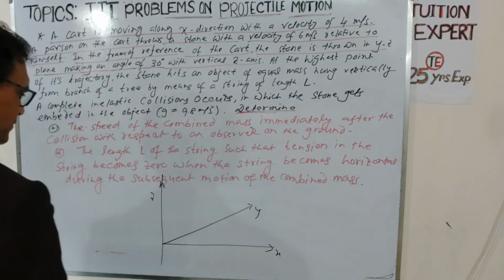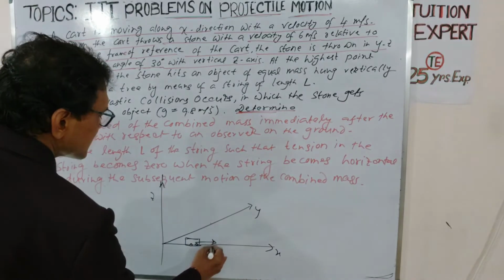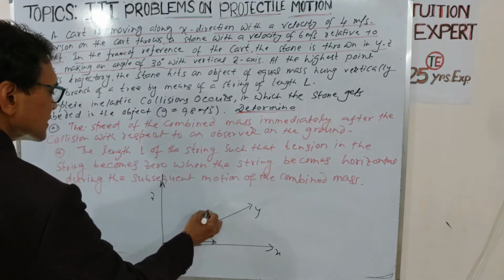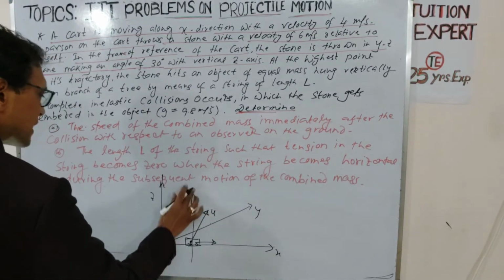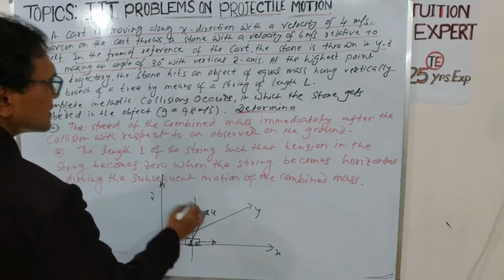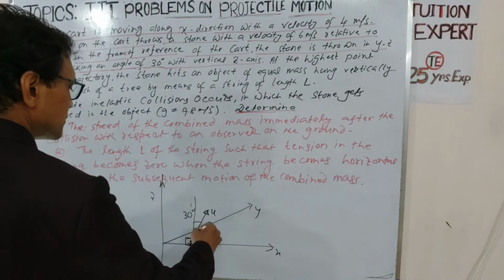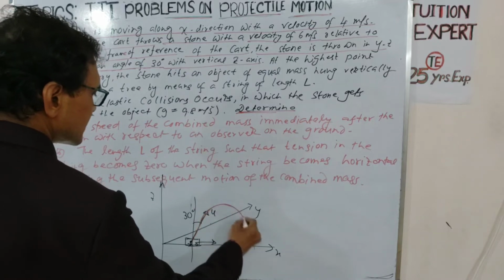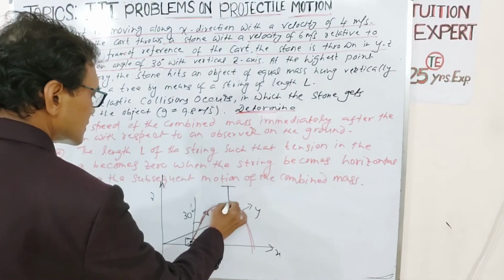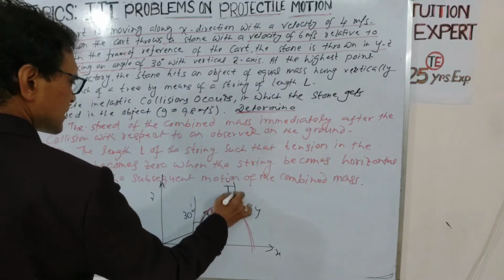So a car is moving along the x direction, and a person inside the car throws a stone along the vertical, the z axis, at an angle of 30 degrees. So this is given, and the path of the particle will be like this. And here is a branch. Suppose this is a tree branch.